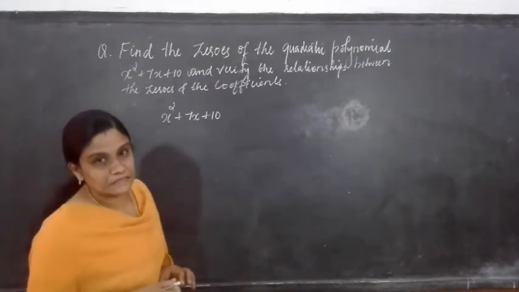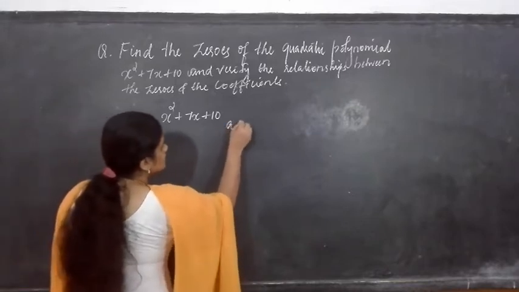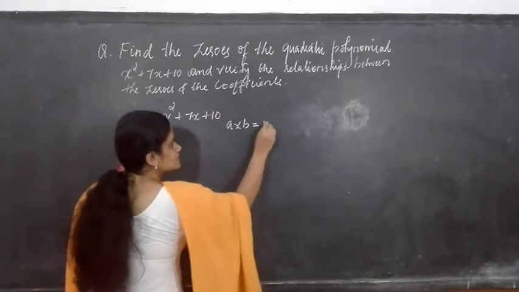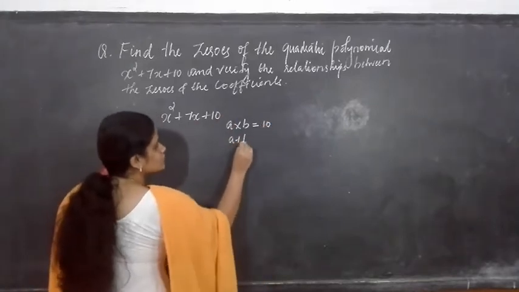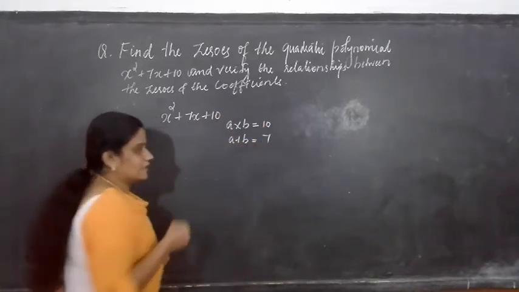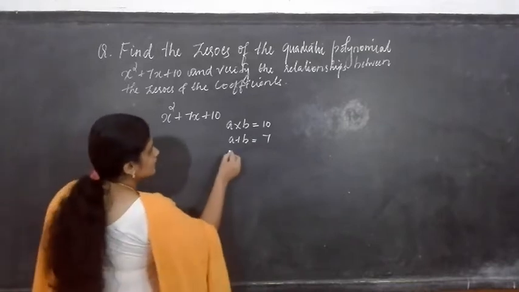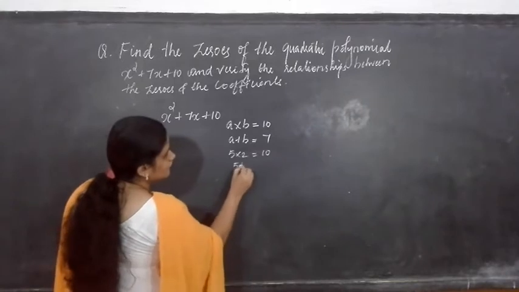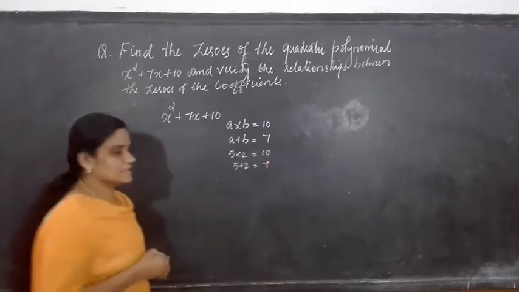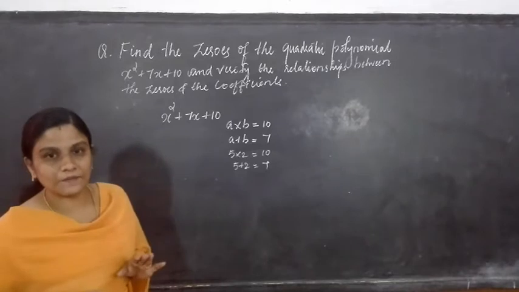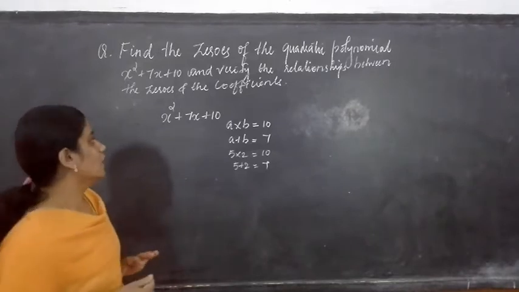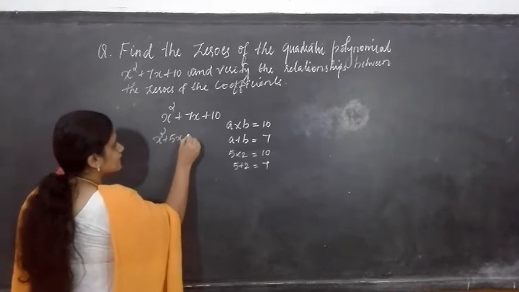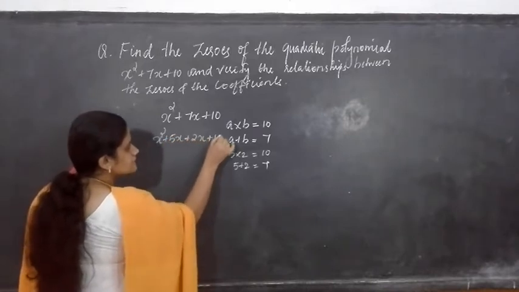Okay children, so here first of all we have to find the zeros, which means using the splitting the middle term method. So the product of two numbers should be equal to 1 into 10, that is 10, and the sum of those two numbers should be equal to 7. So here 5 into 2 is equal to 10, 5 plus 2 is equal to 7. So we got the numbers 5 and 2.